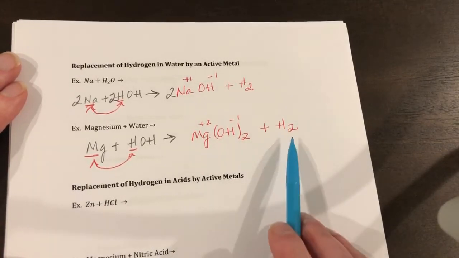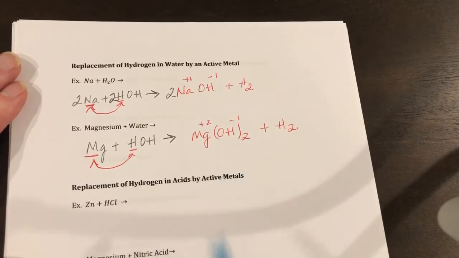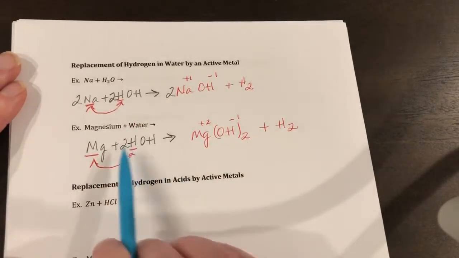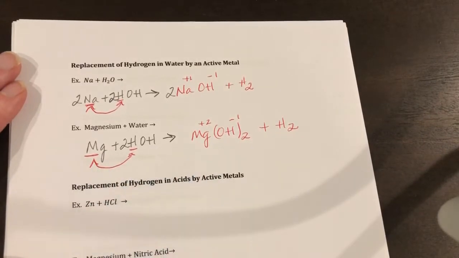Okay, so let's balance this. I have 2 OHs on this side. I need 2 OHs on this side. 2 H's, 2 H's, 1 Mg, 1 Mg. It should be balanced. Okay?